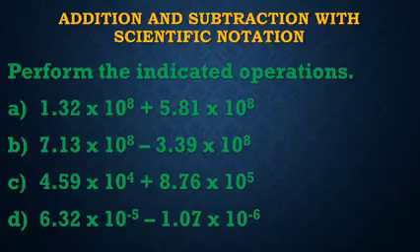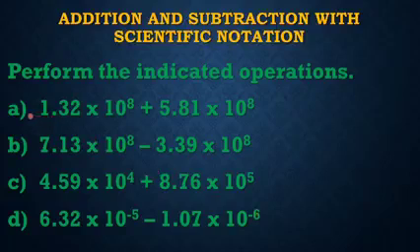Let's say, for example, perform the indicated operations. Letter A, 1.32 times 10 raised to 8 plus 5.81 times 10 raised to 8. Letter B, 7.13 times 10 raised to 8 minus 3.39 times 10 raised to 8. Letter C, 4.59 times 10 raised to 4 plus 8.76 times 10 raised to 5. Letter D, 6.32 times 10 raised to negative 5 minus 1.07 times 10 raised to negative 6.